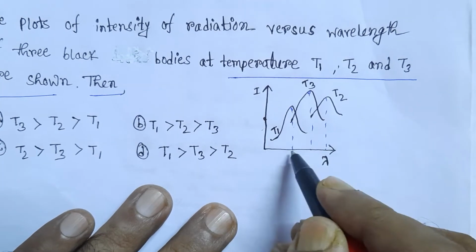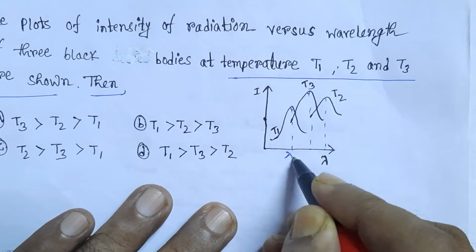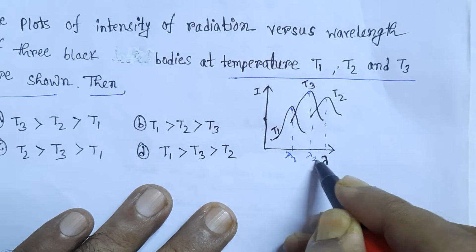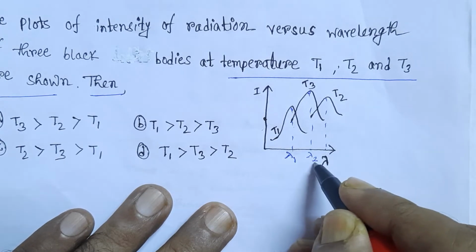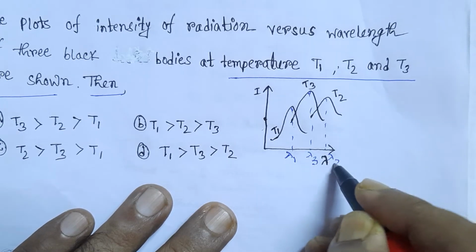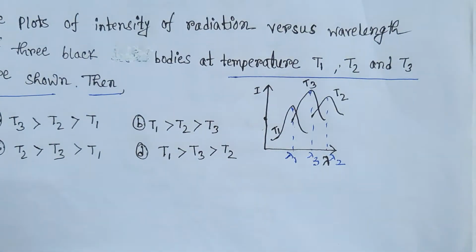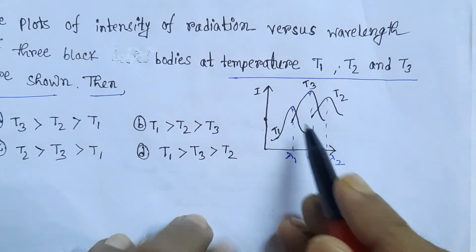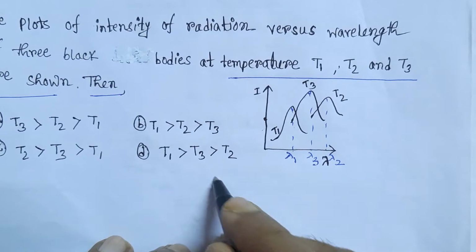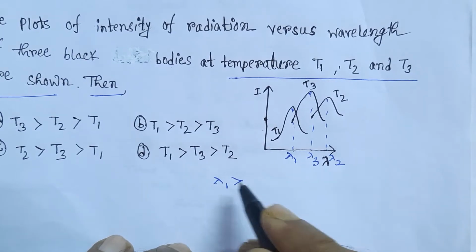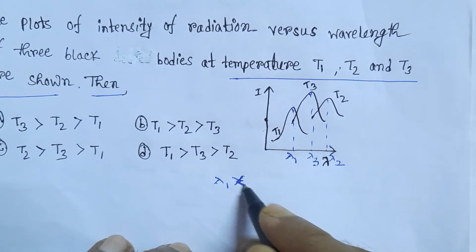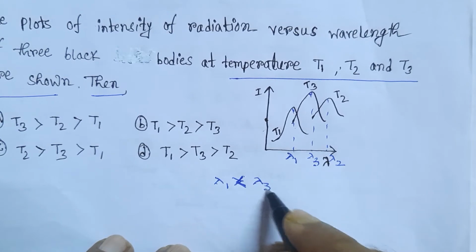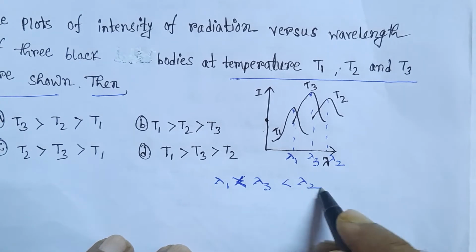For the first curve, let it be lambda 1. For the second curve, let it be lambda 3, and for the third curve, let it be lambda 2. We know that lambda 1 is less than lambda 3 is less than lambda 2.